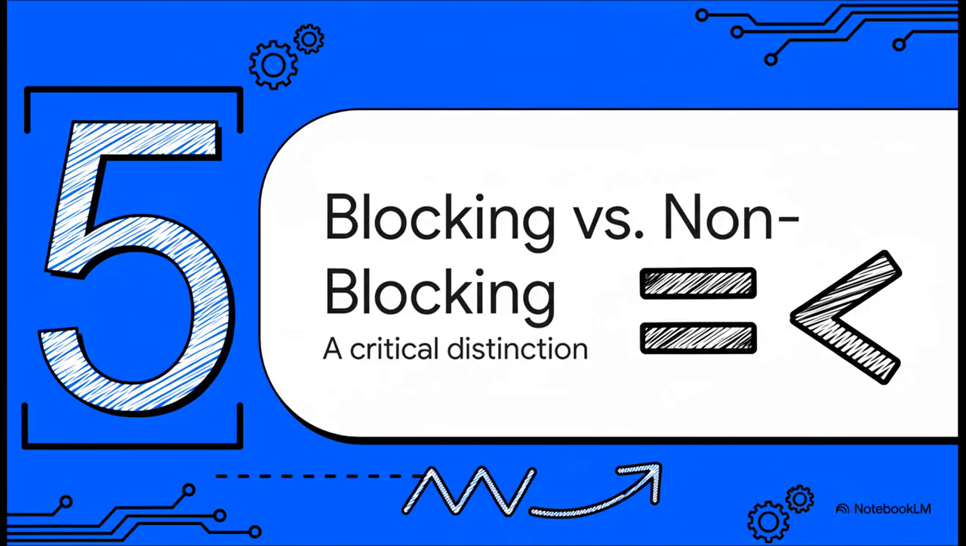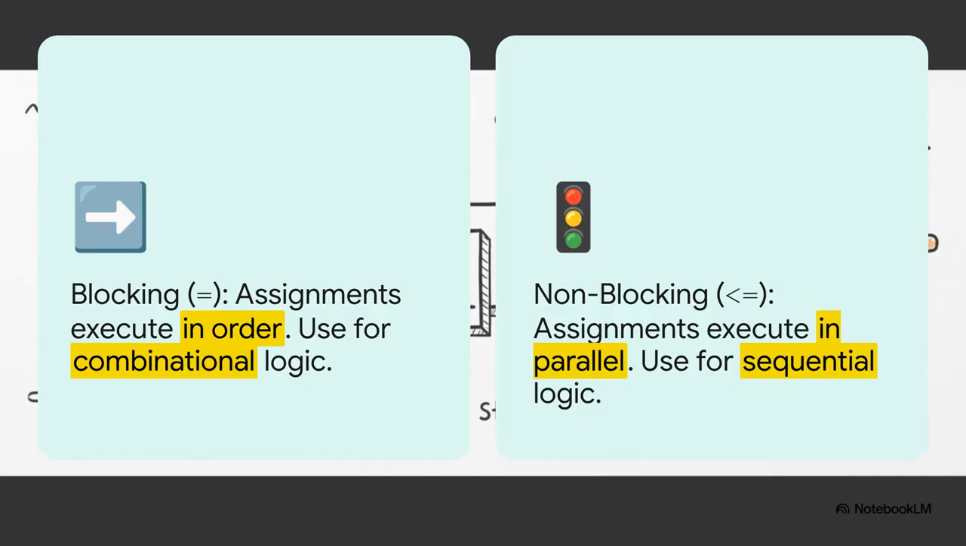And that brings us to something that trips up almost everyone when they're new to Verilog. The difference between the single equals sign, =, which is a blocking assignment, and the less than equals sign, <=, the non-blocking assignment. I know they look similar, but they describe fundamentally different hardware behaviors. Okay, think of it like this. The blocking assignment, the single equal sign, is like a recipe. You do step 1, and it literally blocks step 2 until it's finished.